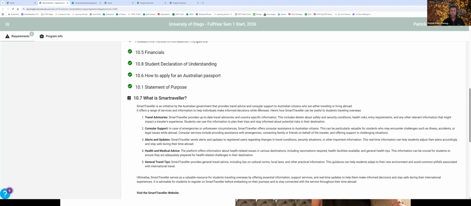Last question is about Smart Traveller. Okay, this is the Australian federal government and they give travel advice. They give travel advisories, consular support for people who get into trouble, get into hot water while abroad. They send alerts and updates for people. So if there's a tsunami warning, for example, and we have someone in the South Pacific, then Smart Traveller will, if you signed up for alerts, send through alerts and updates. They give health and medical advice, and they also give general travel tips.